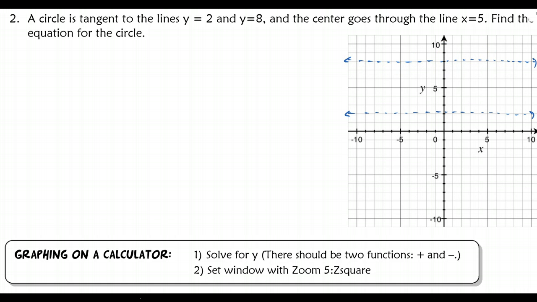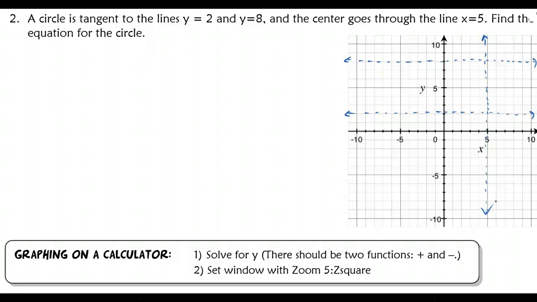Alright, so the circle is tangent to both, which means it must lie inside here, right? And it's got to touch both lines. The center goes through the line x equals 5. So there we go. Alright, so the center must lie on this line, which means the x-coordinate has to be 5. That's basically what they're telling you here.